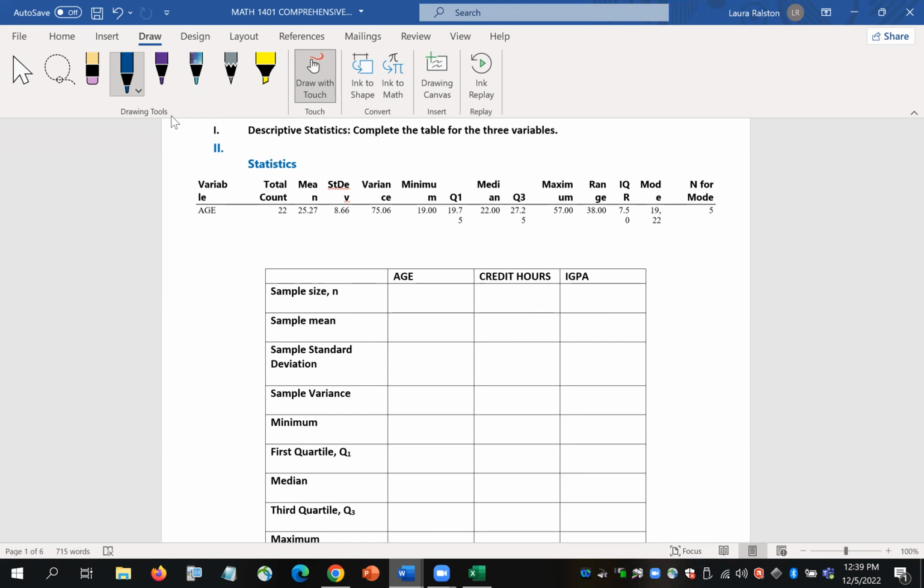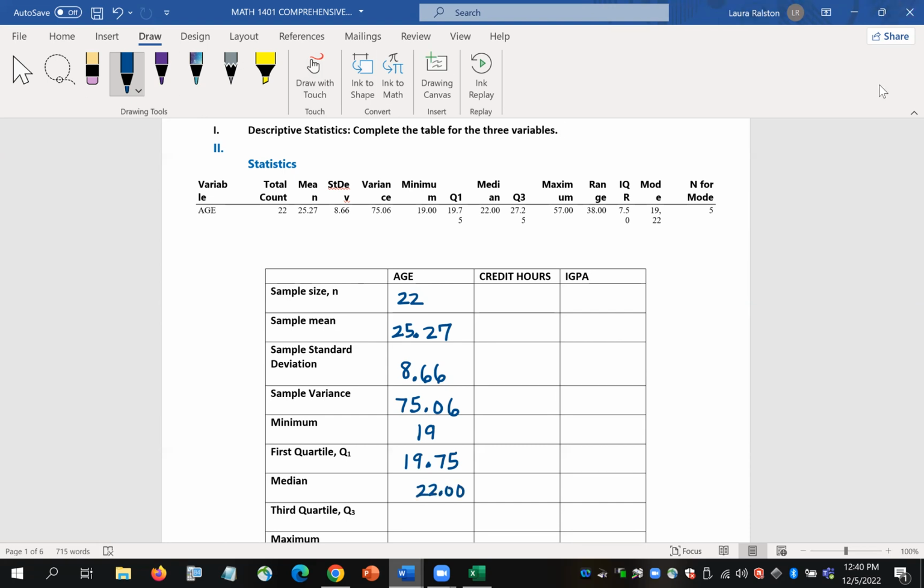Okay, so I had 22 data values. My mean for the age was 25.27. The standard deviation is 8.66. The variance is 75.06. The minimum was 19. Q1 is 19.75. The median was 22.